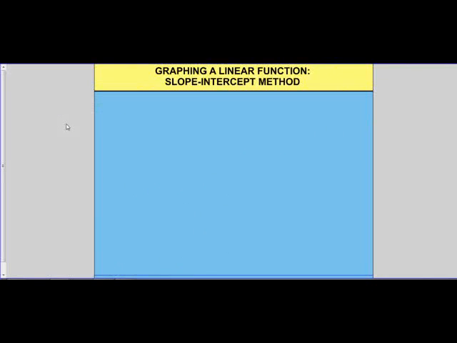Alright, in this video we're going to take a look at how you can graph a linear function, looking at what's called the slope-intercept method. We'll take a look at all the steps involved first and then take a look at a couple examples.